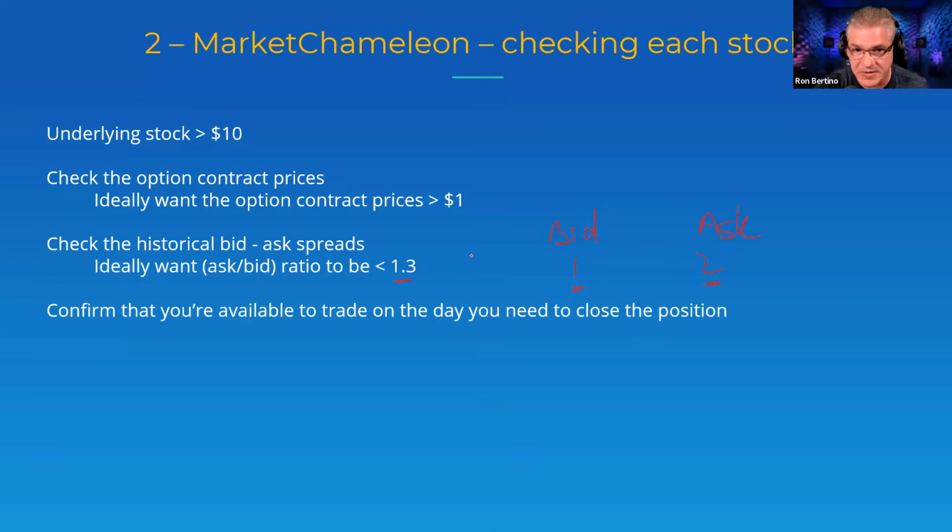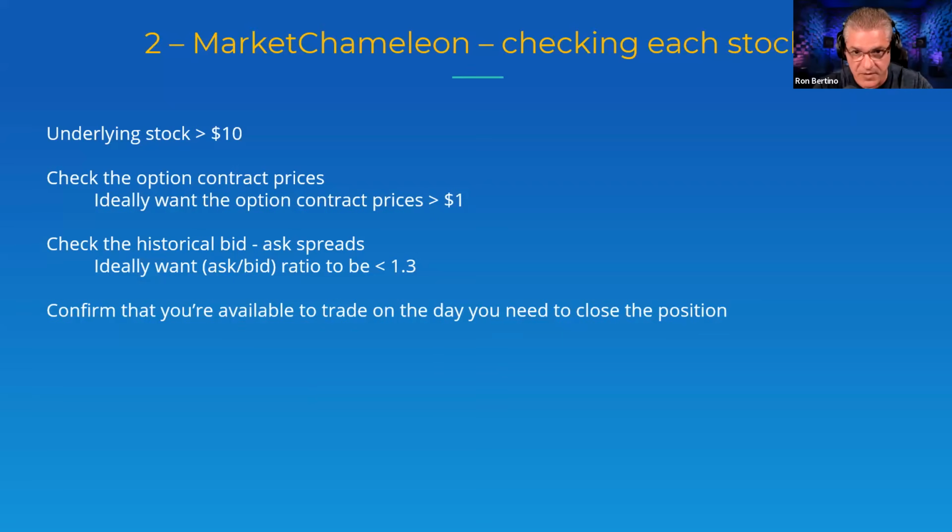Less slippage means you're not going to be risking that much money just on the slippage aspect of it. And sometimes bid-ask spreads can be wide, so you want to stay away from those. So a bid-ask spread ratio of 1.3, in other words, the ask divided by the bid, whatever that ratio is, being less than 1.3. And just a reminder to check your calendar, make sure that you're available to trade on that particular day.